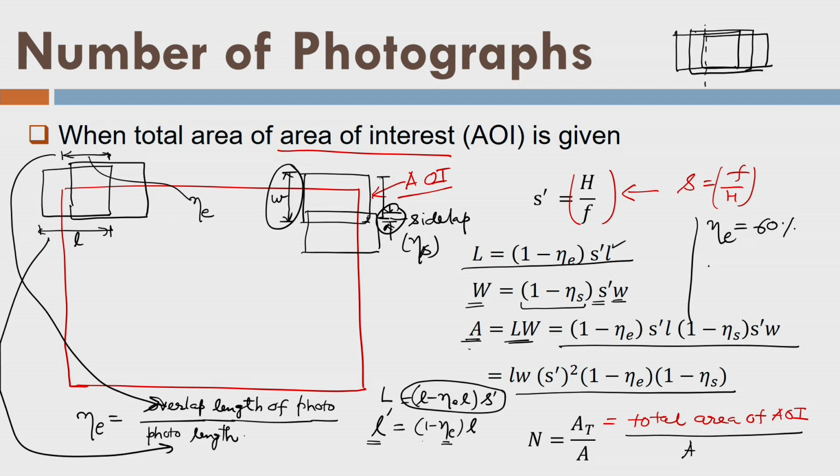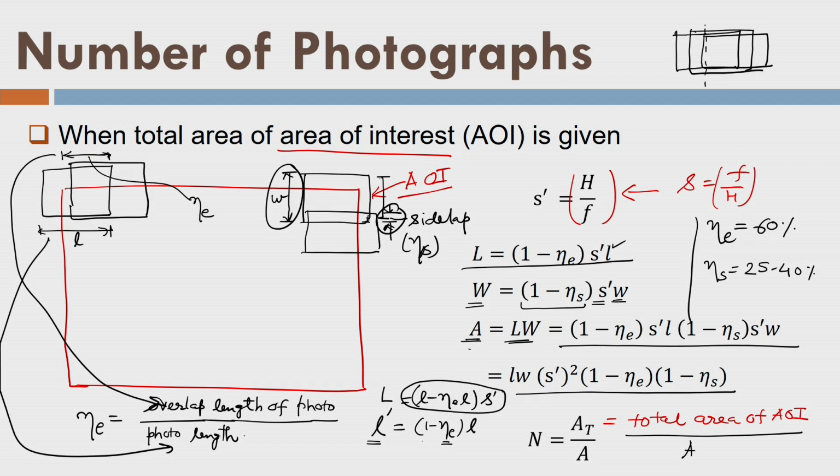Similarly, what about the side lap? Side lap is kept in the range 25 to 40%, and that gives me continuity between the different flight lines, or different lines of data acquisition. So, that is the idea here.